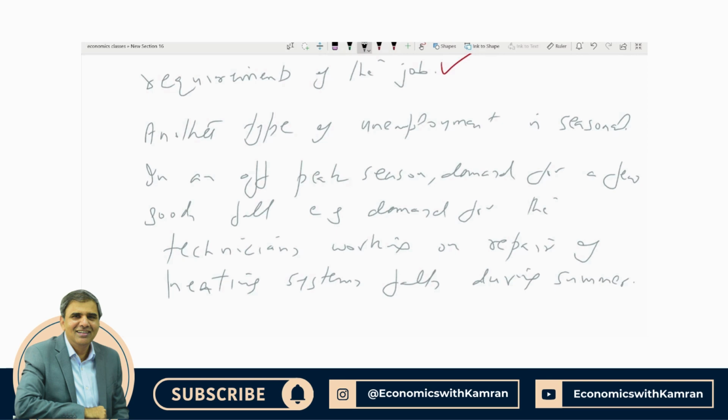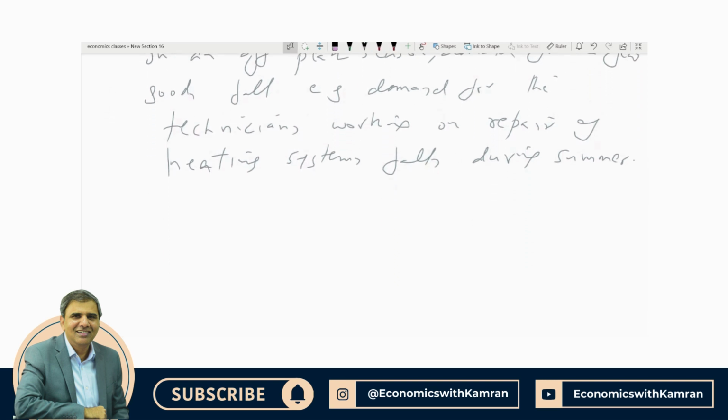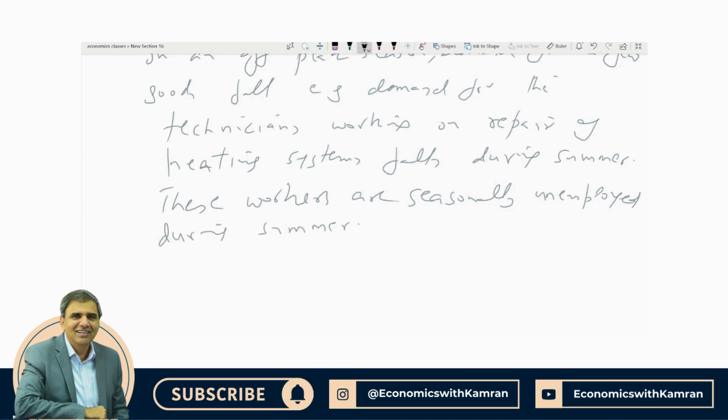So there are people who are employed in a season but are unemployed in another season. These workers are seasonally unemployed during summer. Now that's how we get 3 knowledge marks. 1 mark for the definition of unemployment, the second mark for explaining one type of unemployment, and the third mark for explaining another type of unemployment.